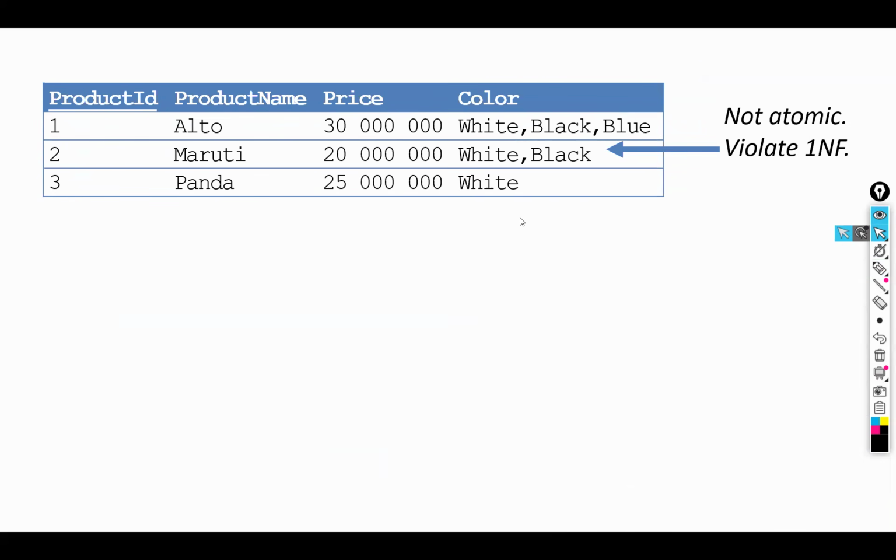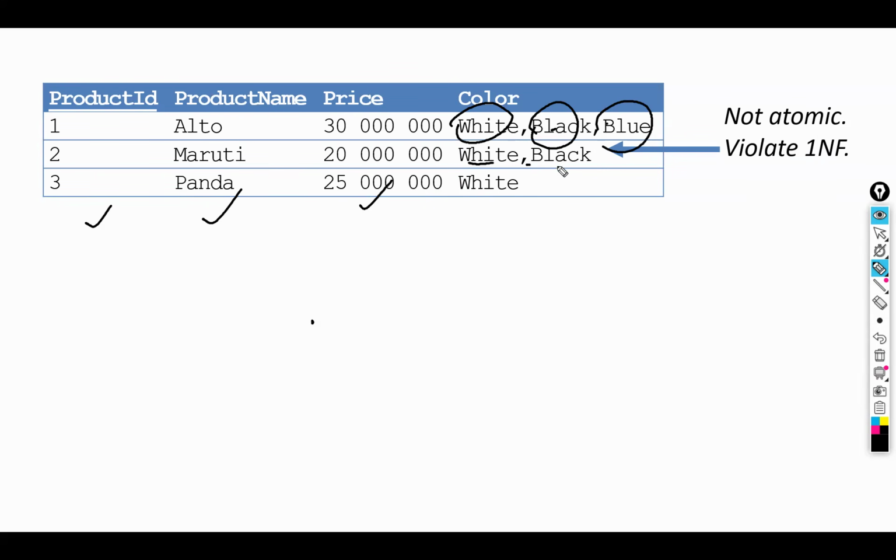So this is another example. You can see that this table is also not first normal form because this is fine, this is fine, this is fine. The price is atomic. You can't have two prices for one product. And you can see there are multiple colors: white, black, and blue.